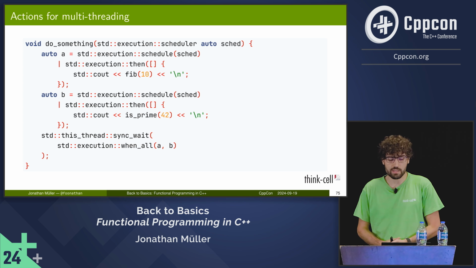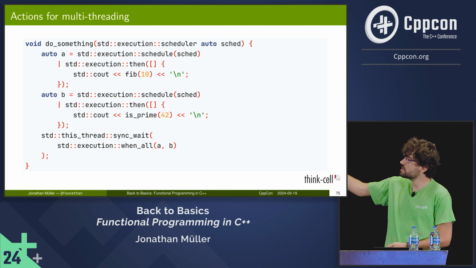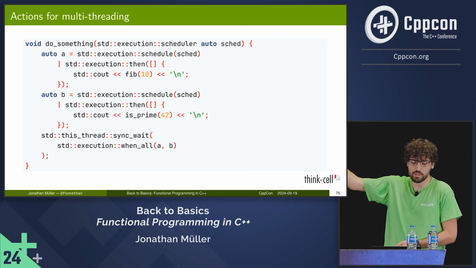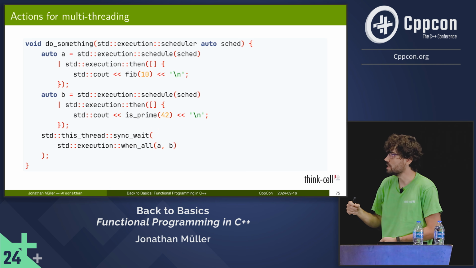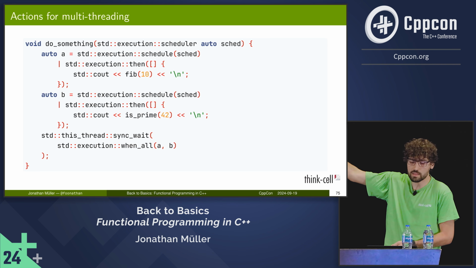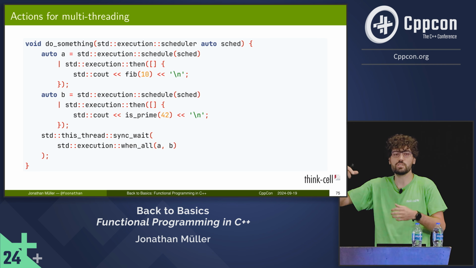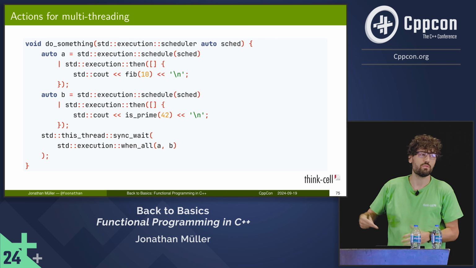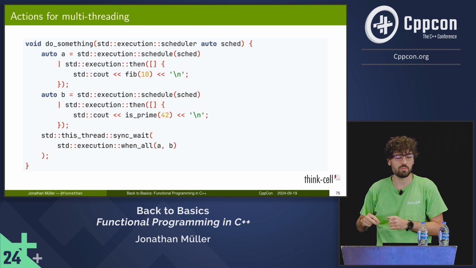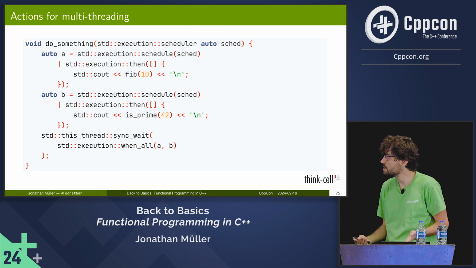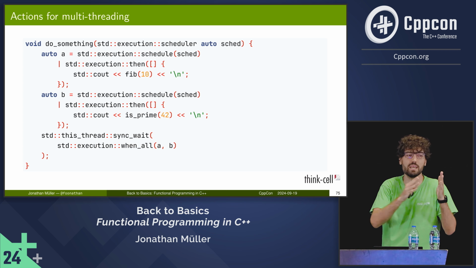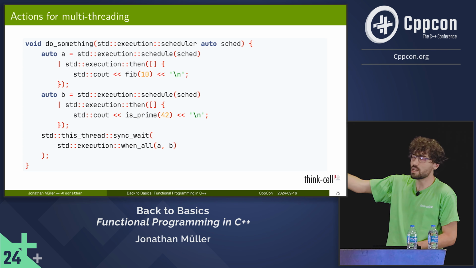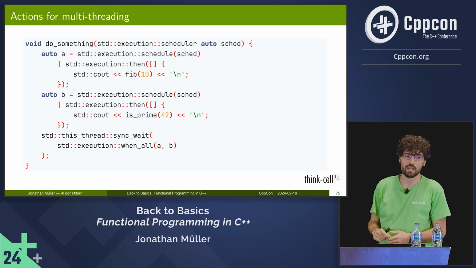What's the work that we want to execute? Well, the first thing is we want to start a pipeline on the scheduler, which computes the 10th Fibonacci number and prints it out. Right? And so here the schedule call returns an action that will just run on the particular scheduler. And then we transform it. For some reason, the transform in senders/receivers is called then. It's a bit confusing, but this is a transform. It takes our action and transforms it into a different action. In this case, schedule doesn't give you any values, so the lambda doesn't take any values either.